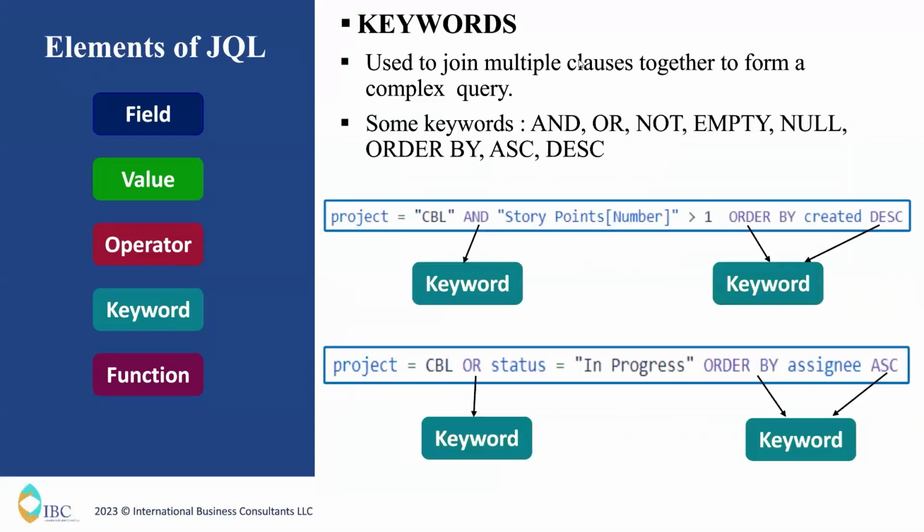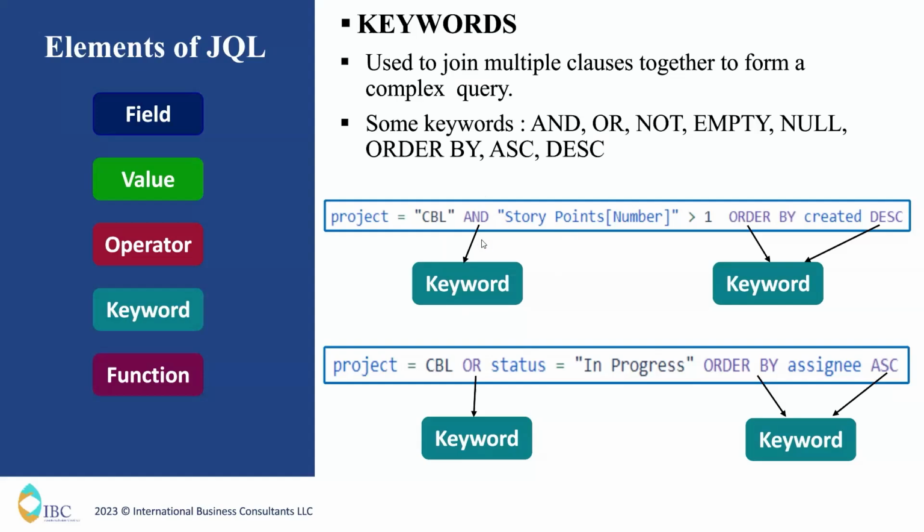So next comes the keywords. What are keywords in JQL? You can use multiple conditions in your JQL, and to combine those conditions, we use the keywords. If you see this example here, we have mentioned project equal to CBL and story point is greater than 1. So AND is a keyword. Also, you can see here ORDER BY and DESC is also a keyword. If you are using ORDER BY in your query, it should definitely be followed by a descending or ascending keyword.